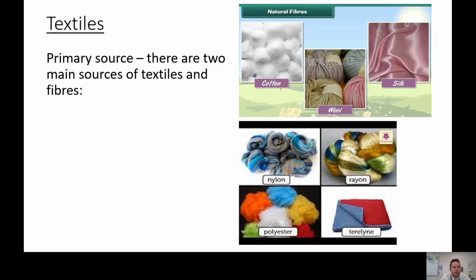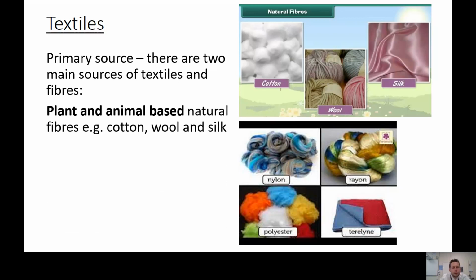What are they made from? What's their primary source? There are two main sources of textiles and fibres. So actually with textiles, they come from two groups of primary sources. It's slightly different to the others. We're going to have a look at the two now. The first group are known as our plant and animal-based natural fibres.